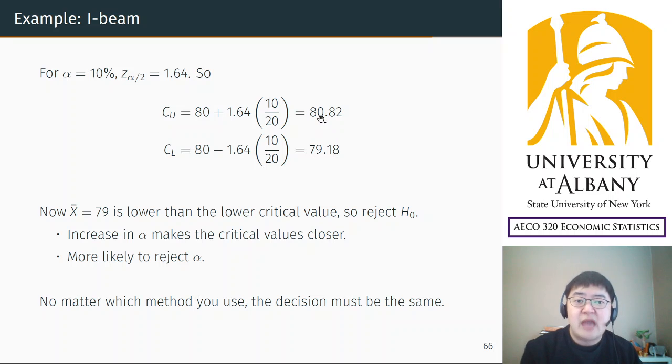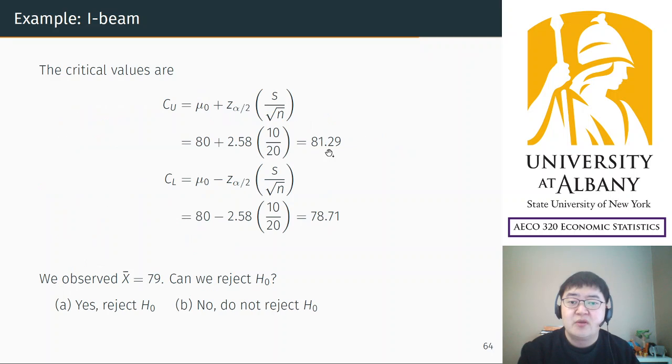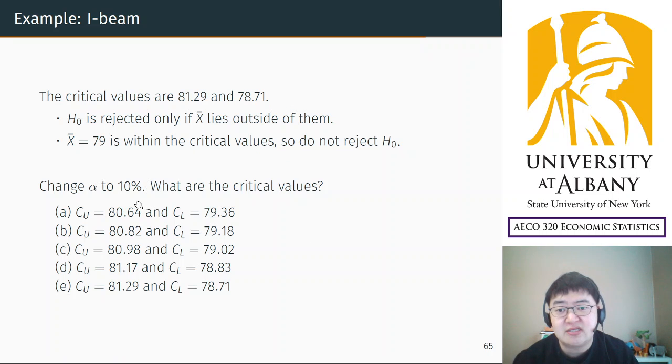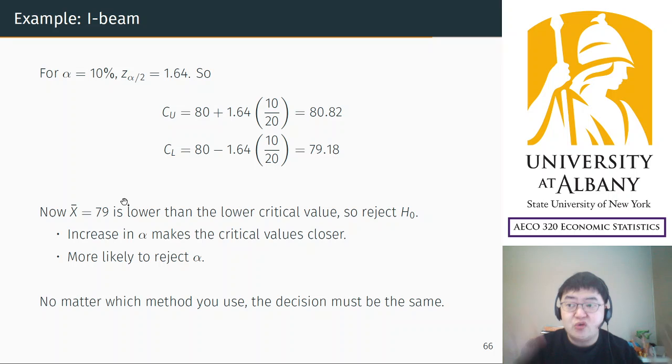So compare 80.82 and 79.18. Previously, it was 81 and 81 something, 78 something. So when alpha was 1%, your critical values are wider, further from your belief. But when you increase the alpha to 10%, it shrinks because you are going to reject more by increasing the significance level. To do that, you have to shrink the acceptance region. So it becomes tighter. They are closer to each other.